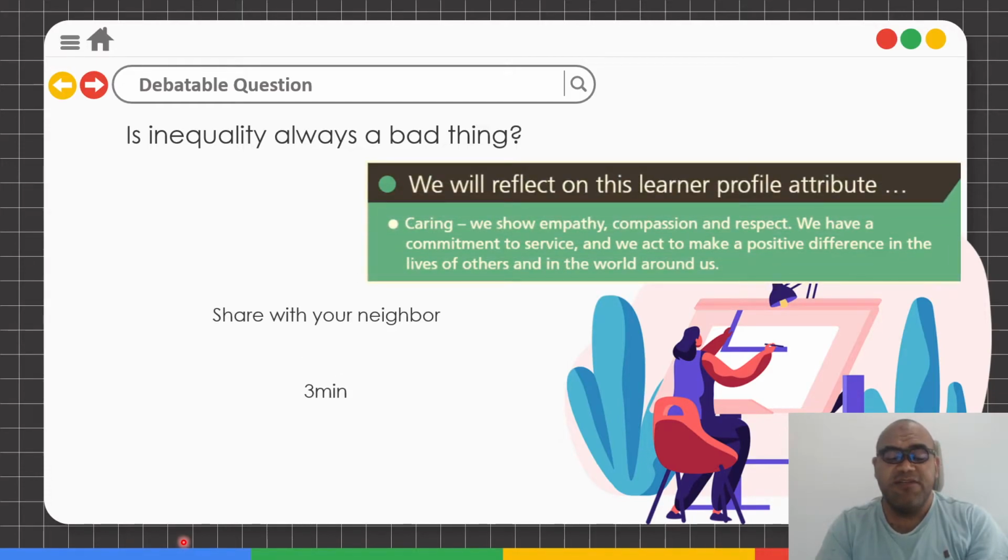And here is the reflection. This is the learner profile attribute I would like to share with you. Guys, I'm looking for this lesson. We're talking about inequalities and another thing, a caring student. We show empathy, compassion, respect. We have a commitment to service, and we act to make a positive difference in the lives of others and in the world around us. That's the thing, guys. Pay attention.